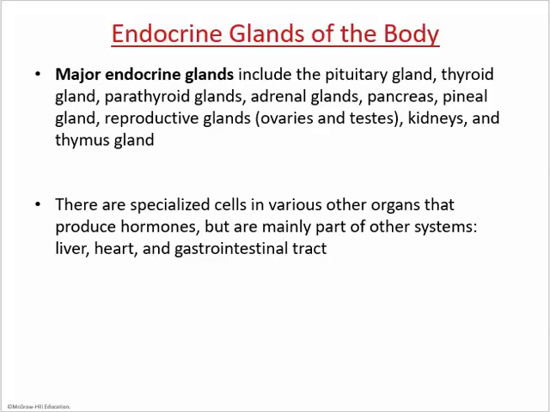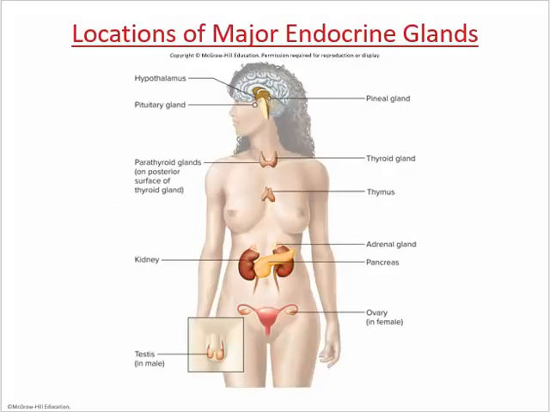Almost all other organs have cells that produce hormones. Like liver, heart, GI tract, and so there is enteroendocrine and there are heart endocrine components, but that's not their primary purpose. So this is a map of where you find them.